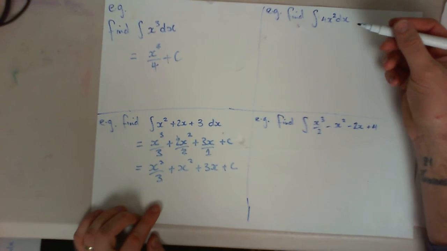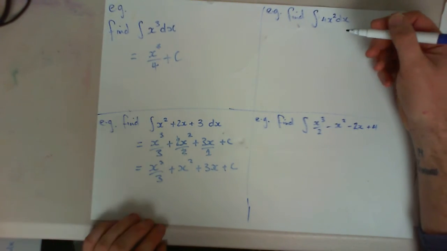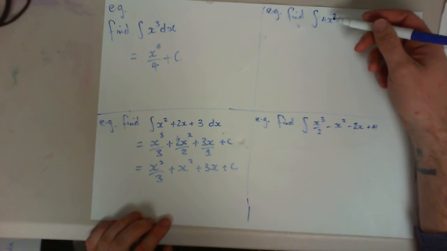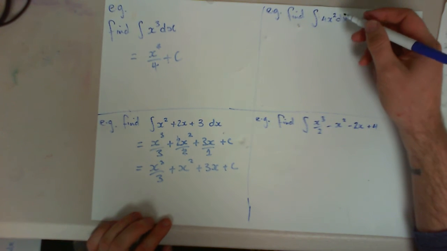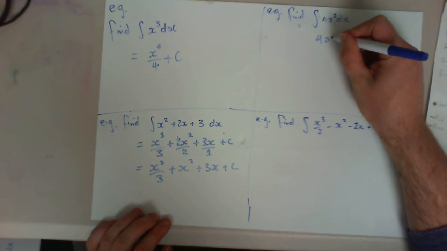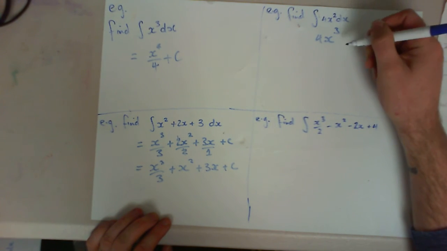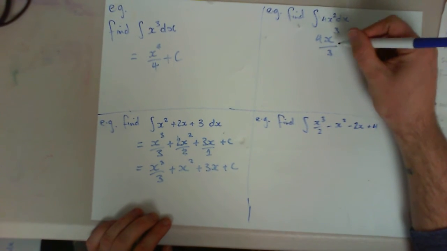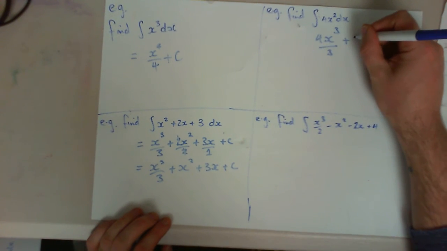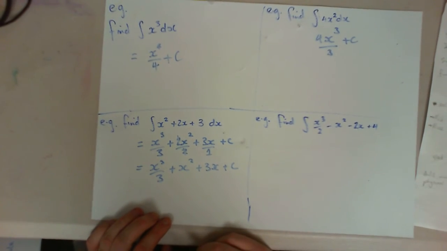If I'm looking at this one, it's similar to here, but we've got this constant now. So I'm simply going to go 4 times x cubed, because I'm raising my power by 1 and dividing by that new power, plus c. Got to remember the plus c.